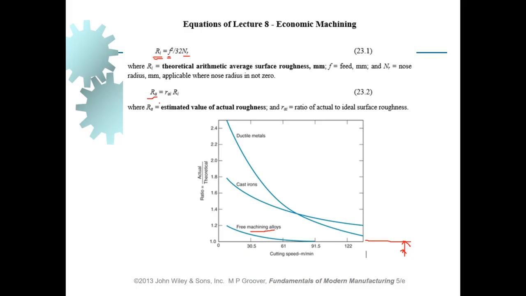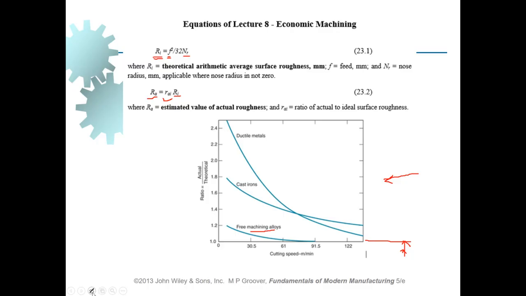Because in practice, there is vibration of the machine tool, and also there is imperfection in the workpiece material, cutting tool, etc., which also deteriorate the surface roughness that is estimated in theory. In order to relate the value of Ri to Ra, we've got to take the value of Rai into consideration. That is the ratio of actual to theoretical surface roughness. How do we get this value? We get this value from this diagram here.